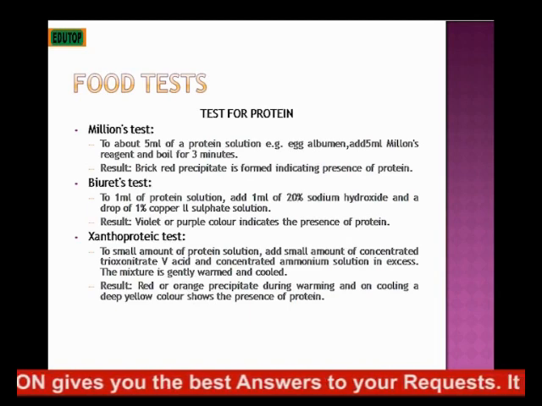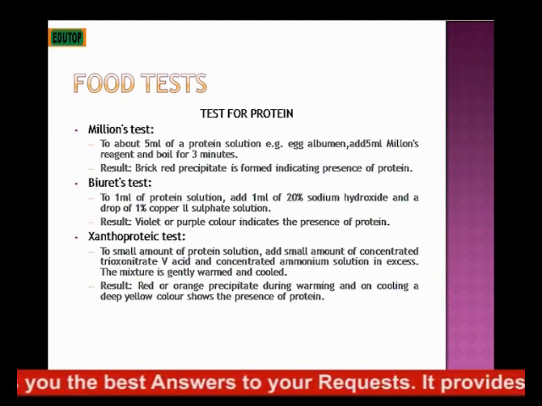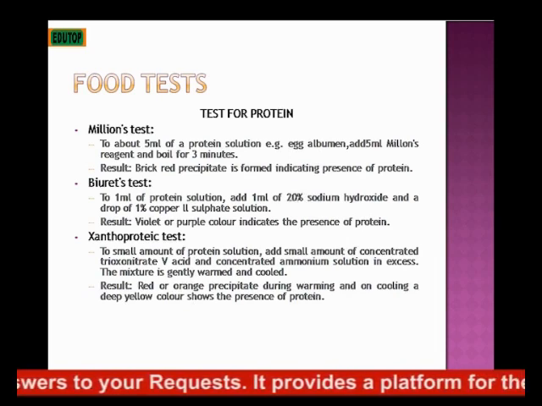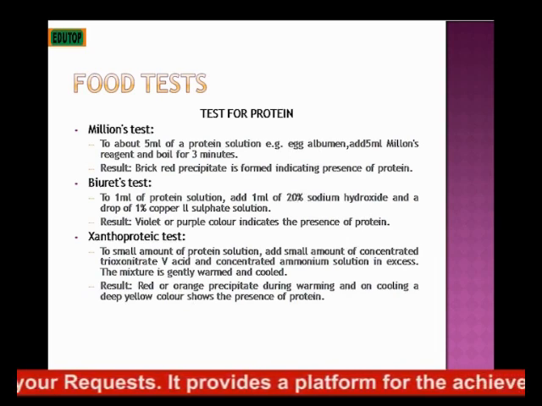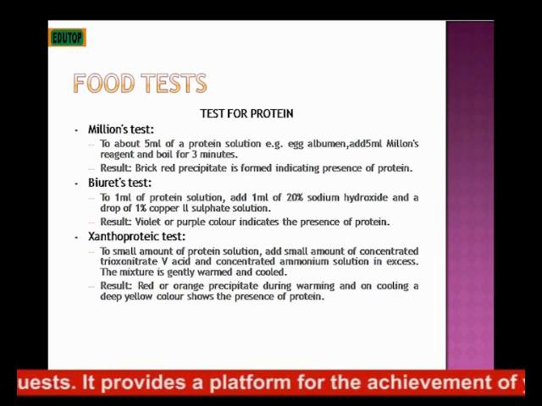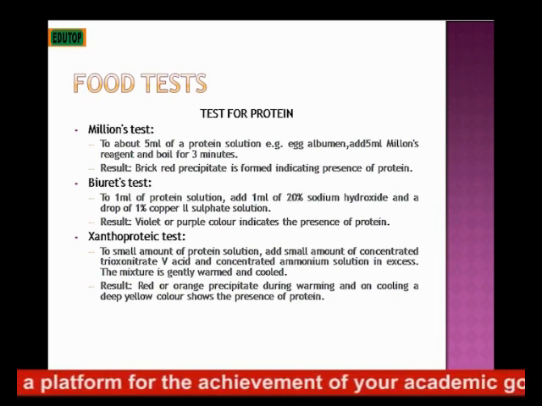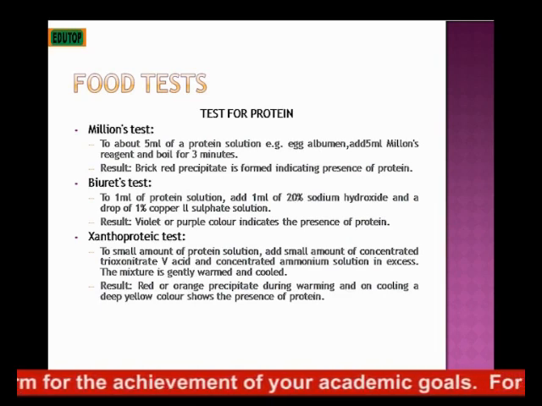The mixture, you gently warm it and later allow it to cool. This will result in a red or orange precipitate during warming. Then on cooling, it will change to a deep yellow color, which indicates the presence of protein.